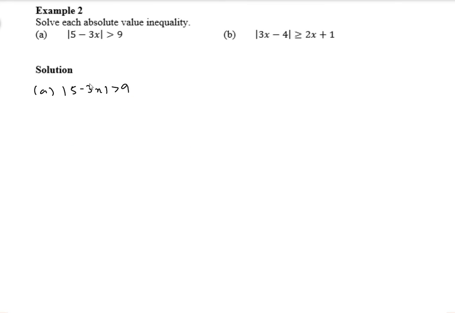Okay, example 2a. To solve this question, remember the first step is to make sure there's only the absolute value on the left hand side. Well, the first step is satisfied because there's only absolute value on the left side. But if there's any other number, you have to bring it to the right. Okay, next step, look at the signs. So the sign here is greater than.